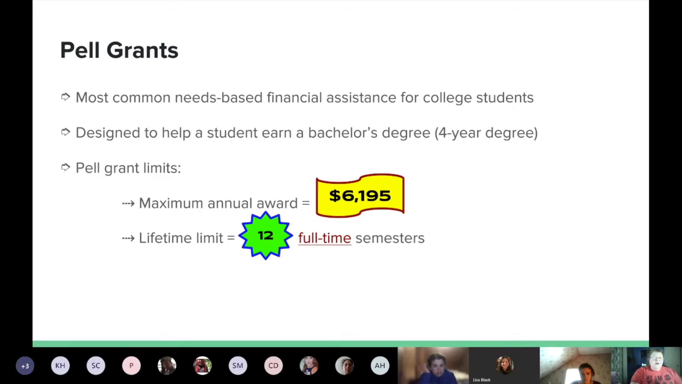Pell Grant limits. The current maximum annual award for a full-time Pell eligible student is $6,195. There is a lifetime limit to the number of semesters a student can receive Pell, and that's 12 full-time semesters.